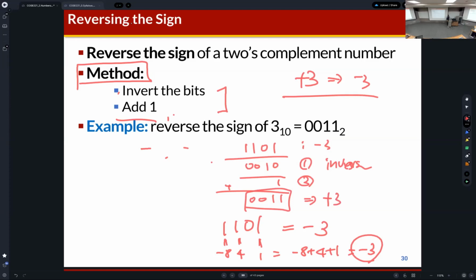Okay. So in the two's complement number system, to revert the sign of a number, we can just use this method. The first step is to invert all the bits of the number and then add 1. By doing this, we can generate the negative number, or change the sign of the number. Okay, the two's complement number system. Just remember this. This is also important.